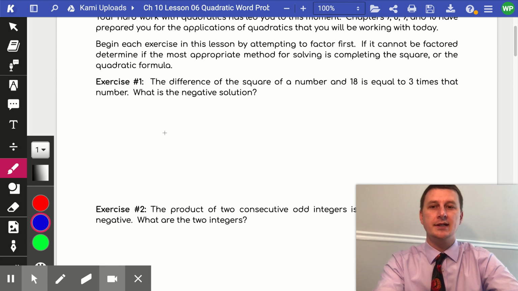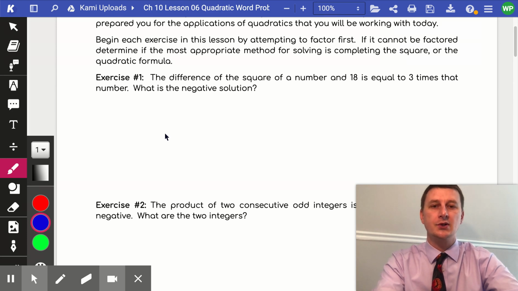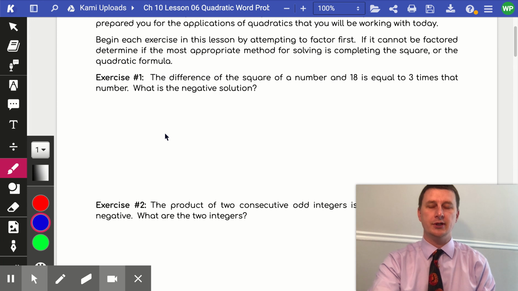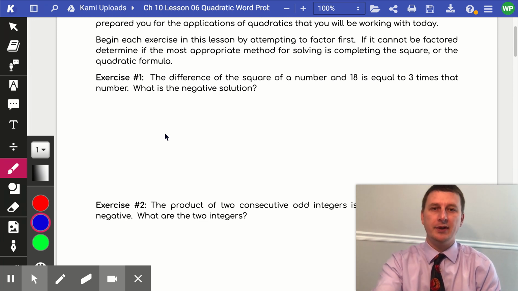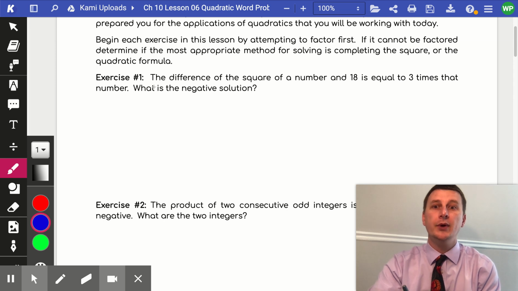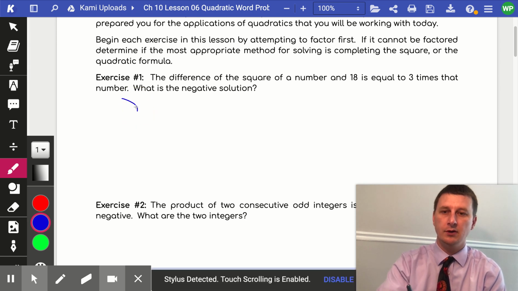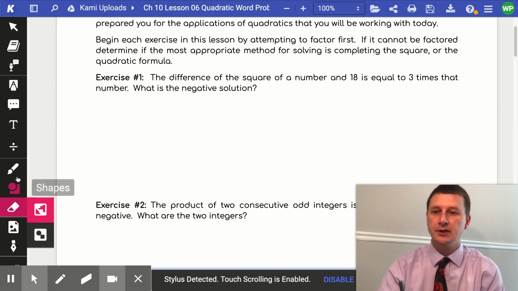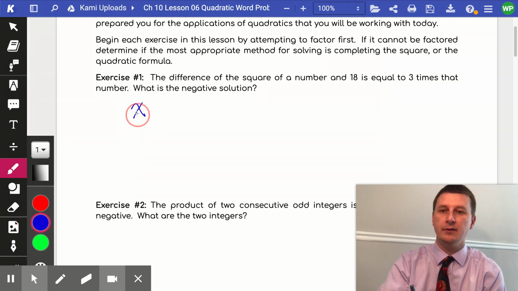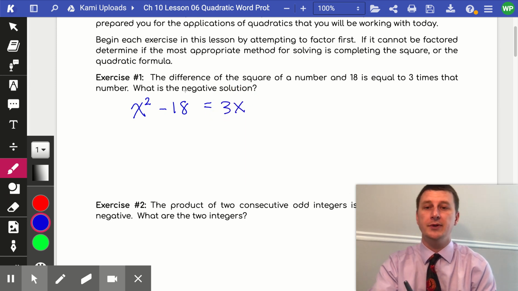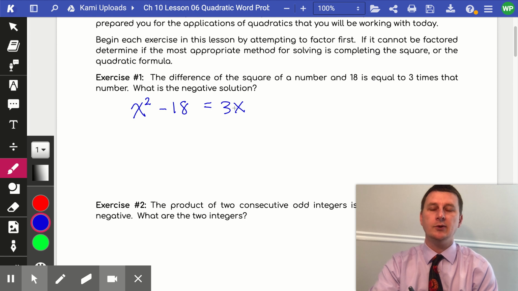So if we're taking a look at exercise number 1, we have a difference of the square of a number, and 18, is equal to 3 times that number. What is the negative solution? So what we're going to want to do there is first set up an equation from that information. We have the difference of the square of a number and 18. Okay, so the square of a number, do we know what the number is? No, it could be any number. So we're going to use a variable. So the square of a number, so we'll do x squared, and 18 is going to be equal to 3 times that number. So 3 times x. So we have x squared minus 18 equals 3x.